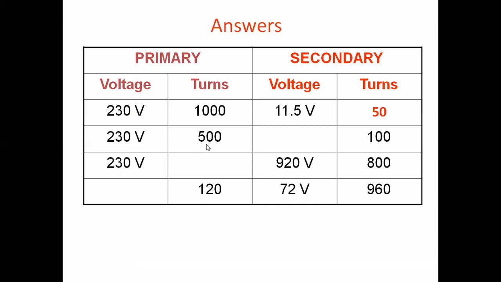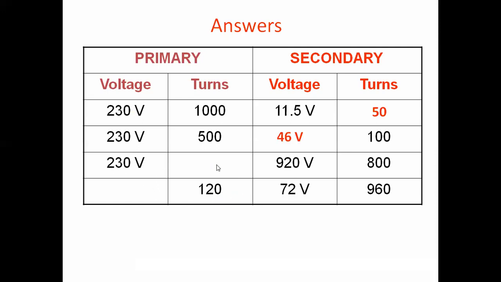Now here the primary voltage and turns are given. What is the secondary voltage when the secondary has 100 turns in it? So 5 times less than this, because the ratio between 500 and 100 is 5. So it has 5 times less number of turns. So voltage induced in the secondary will also be 5 times less. So that is 46 volt.